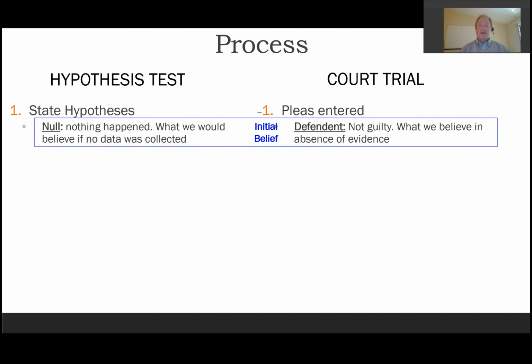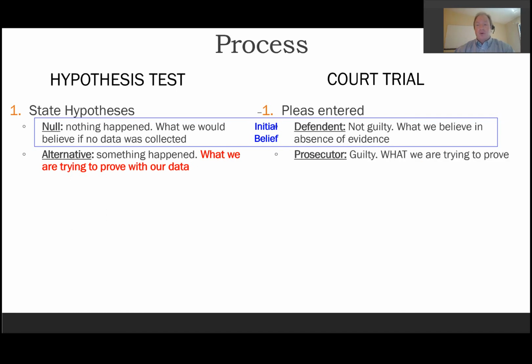On the other hand, the alternative is saying the opposite. And it's important to understand, before we go on to the alternative, that the null hypothesis is our initial belief, just in the same way that not guilty is our initial belief. It's what we believe by default. Now, the alternative says something did happen, and again, it's what we're trying to prove. It's actually the purpose of the study. And of course, that corresponds in a court of law to the prosecutor. The prosecutor says, I believe they're guilty, and that's what you're trying to prove in a court of law.